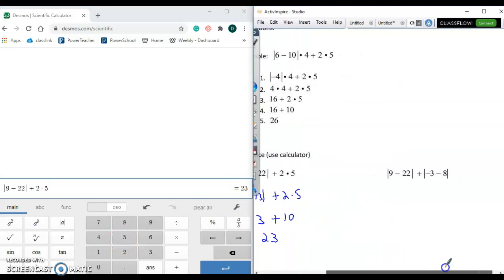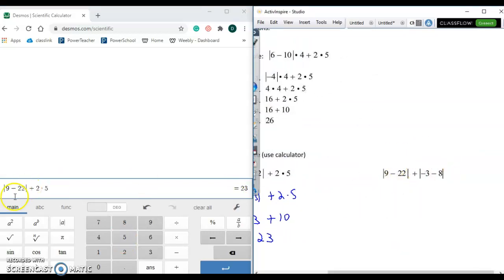All right, I'm going to go ahead and type this one in. We're going to practice this on our calculator. Go ahead and pause here and try that if you can. So I'm going to say the absolute value of 9 minus 22. Close out the absolute value, and then I'm adding the absolute value of negative 3 minus 8. So negative 3 minus 8. Close that off, and you get positive 24 as your answer.